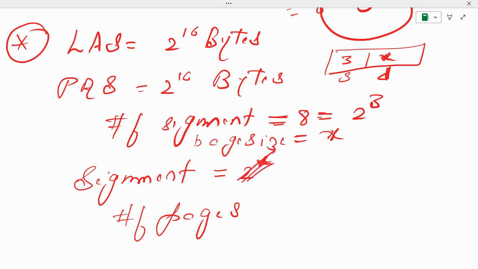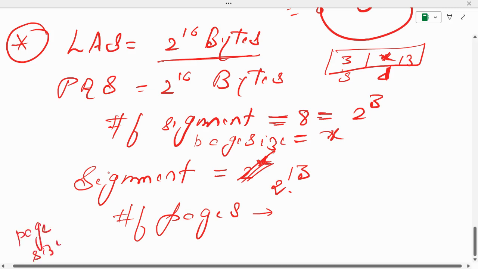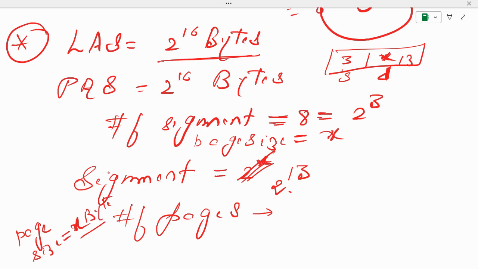First, forget about this. If it is 2 raised to the power 16 byte and 3 bits are allocated to S, then the remaining 13 bits are allocated to D. The segment size becomes 2 raised to the power 13, right? And let's say the number of pages we need to calculate. If we take the page size equal to x byte, if it is a byte addressable memory, so if we calculate the total number of pages, the total number of pages becomes segment size divided by the page size, like this we can calculate, right?